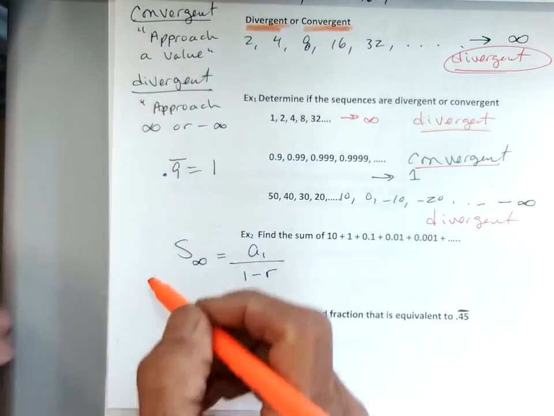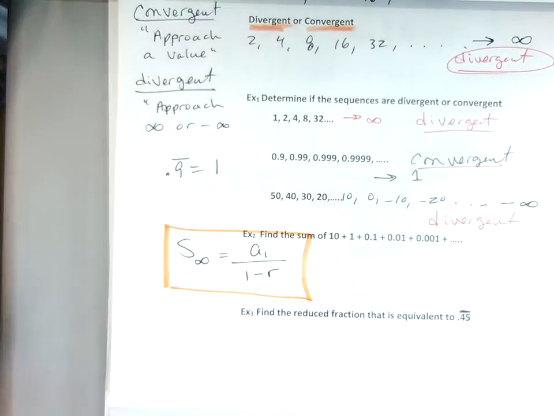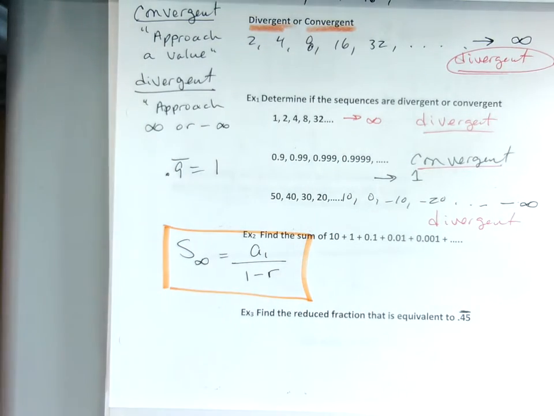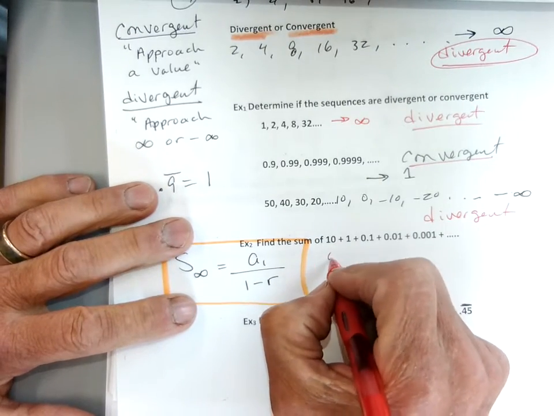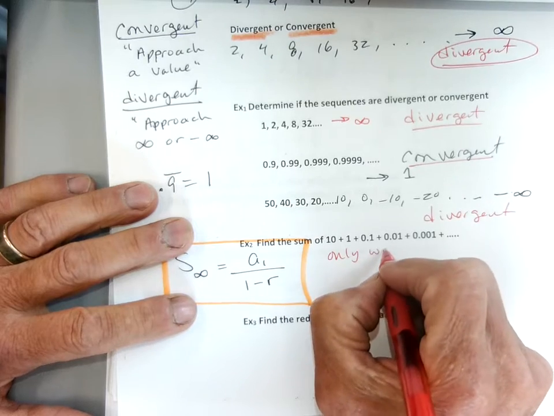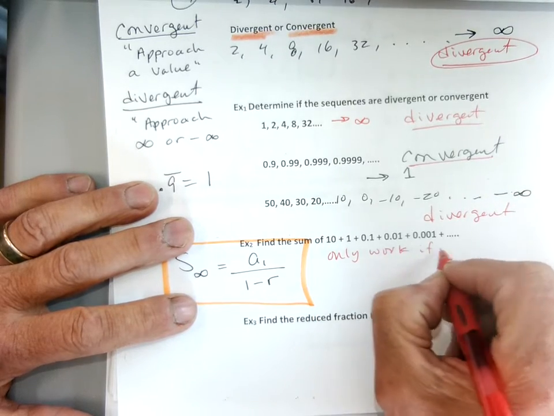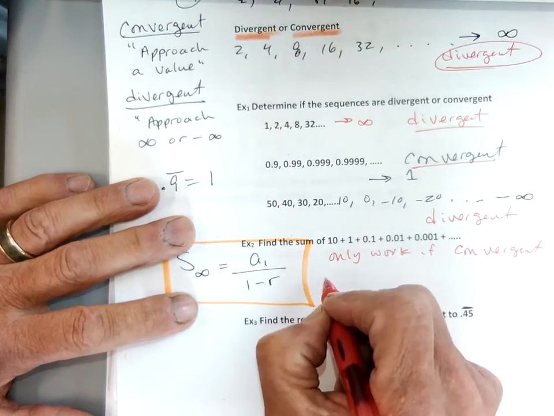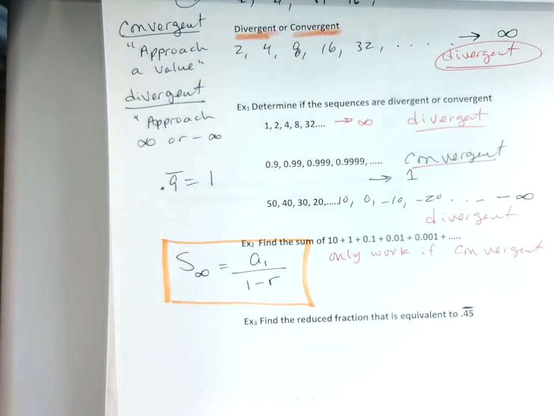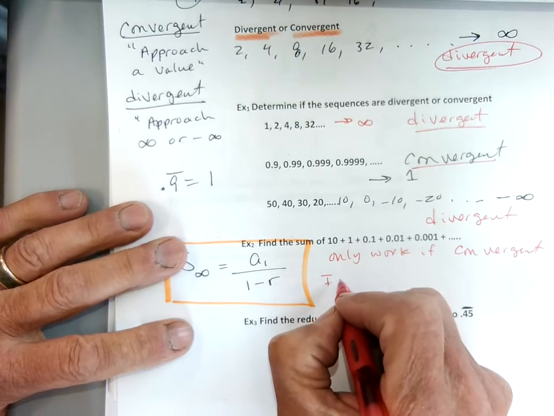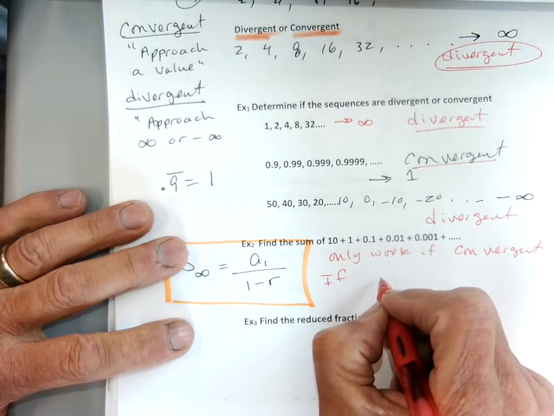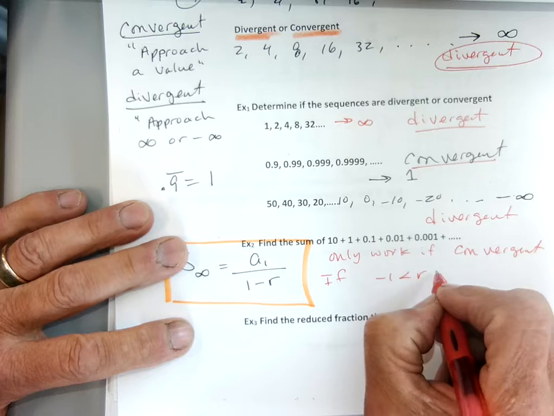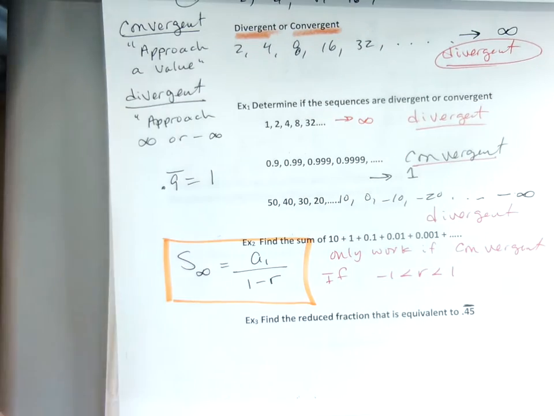So we got one more formula, S infinity. But it only works if it's convergent. This formula only works if convergent. So if R, which is our multiplier, if R is between -1 and 1, this formula can be used.